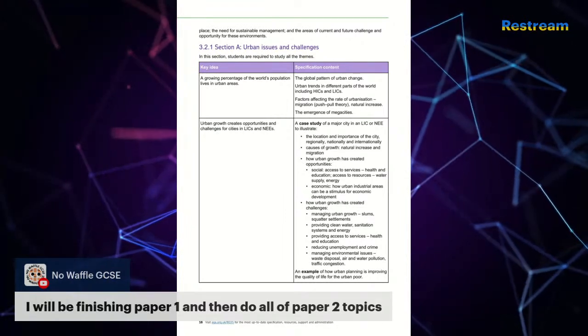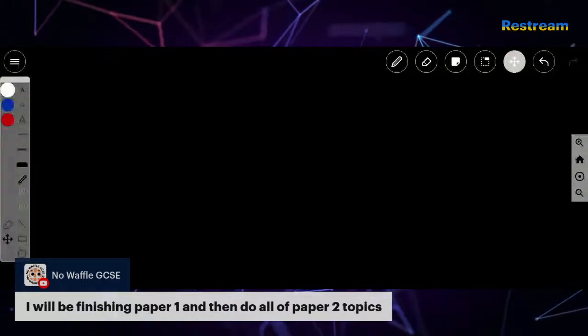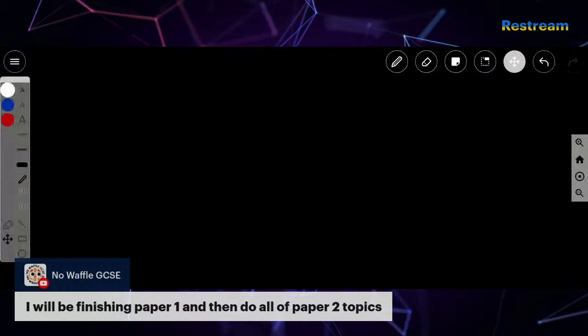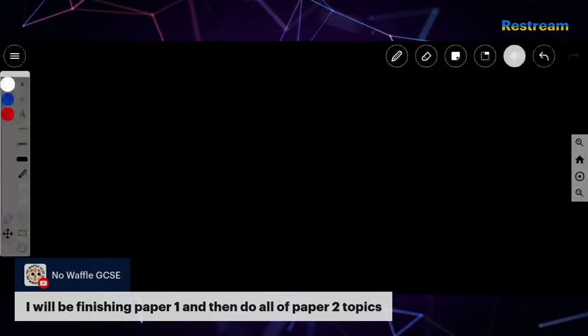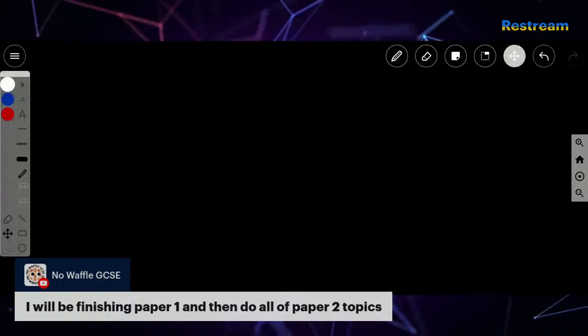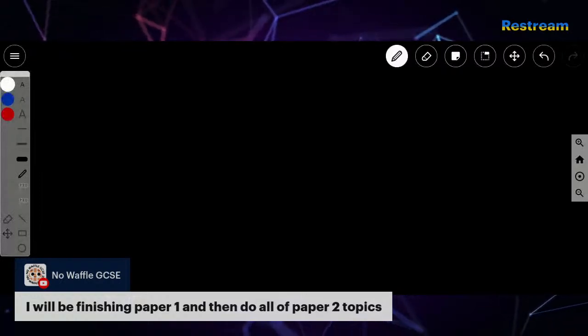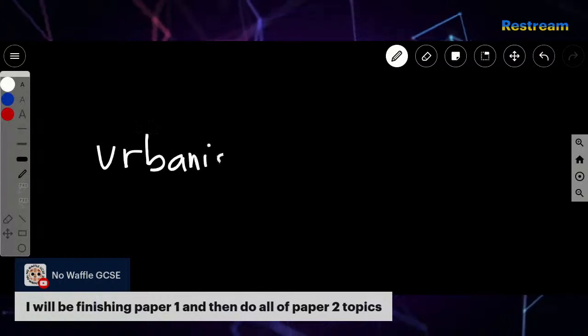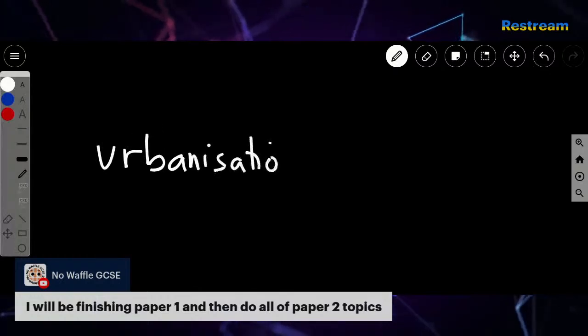First, let's focus on the global pattern of urban change and what urbanization actually means as well. Urbanization, in its definition, is the growth in the proportion of people living in urban areas. It is just the growth of people living in urban areas.